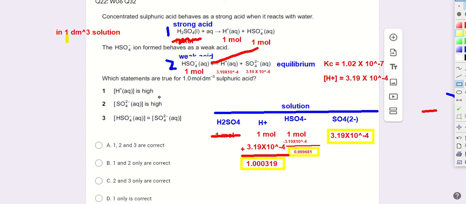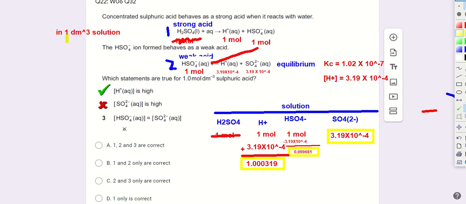Now let's look at all the statements. Number 1, concentration of hydrogen ions is high. This is the concentration of hydrogen ion. Is it high? Yes, it is already the highest among these 3 concentrations. So let's put a tick beside number 1. Number 1 is correct. Now number 2, concentration of sulfate ions is high. Now look at sulfate ion. It is actually the lowest among the 3. So number 2 is not correct. 10 to the power of negative 4 is a very low concentration.